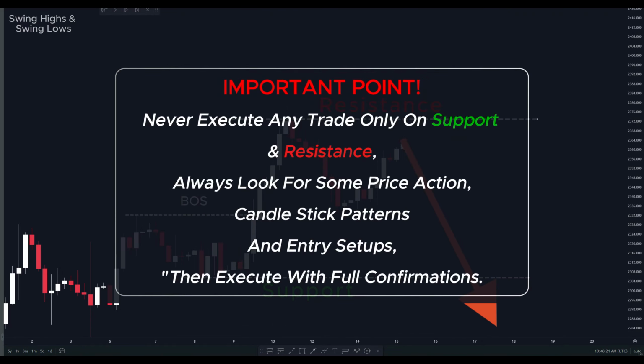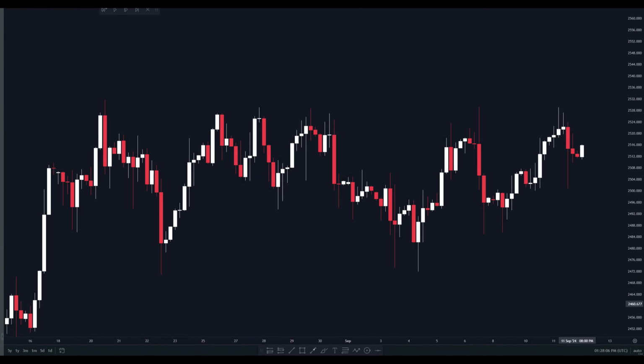Here's an important point. Never execute any trade only on support and resistance without any other confirmation. Always look for some price action, candlestick patterns, and entry setups. Then execute with full confirmations. That's how your winning ratio will increase and losing ratio will decrease. Let's move to the second step.